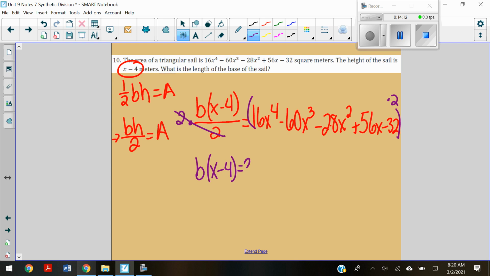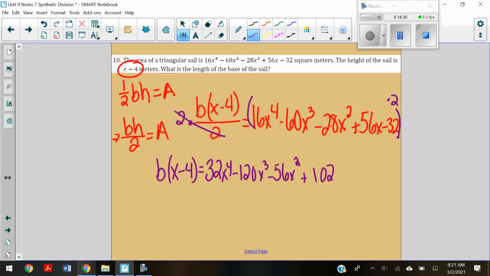All right, 32x to the fourth, and I might have to slide this down here, otherwise I'm going to run out of space. Minus 120x to the third minus 56x squared plus 102x minus 64.